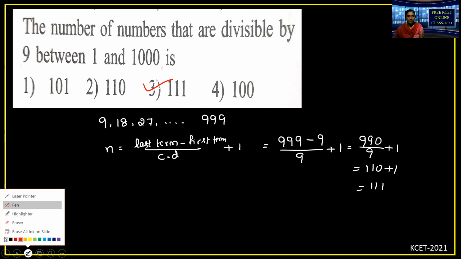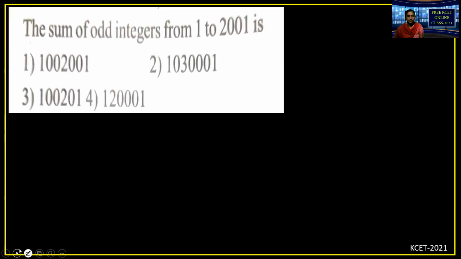Next question. Sum of odd integers from 1 to 2001 is. So which are the odd integers from 1 to 2001? Let us write the sequence 1, 3, 5, 7, so on up to 2001. They haven't said between here, they said from 1 to 2001. So here 2001 is also included, 1 is also included. Now our aim is to calculate the value of n here.